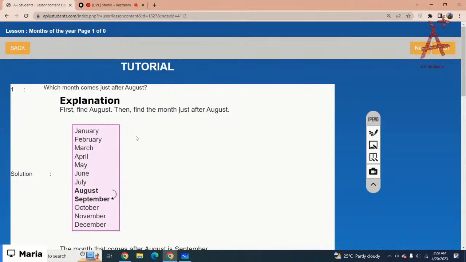Which month comes just after August? So just look at the table. Right after August, you have September. Got it? That means the month that comes right after August is September. Let's just start with the practice questions.